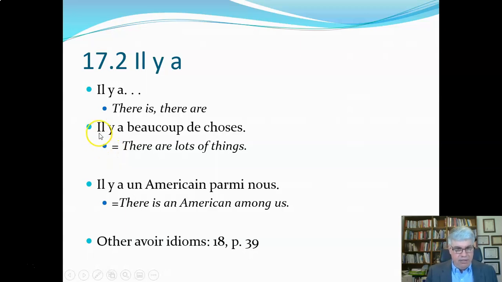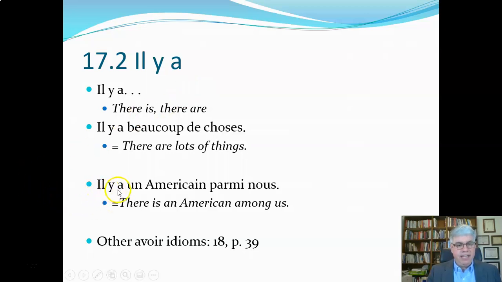So let's look at this sentence. Il y a beaucoup de choses. So we've got our three-word expression, il y a, and then we've got beaucoup de, which means lots of. Choses is a general word for things. It's a really unspecific word. So, il y a beaucoup de choses, there are lots of things.